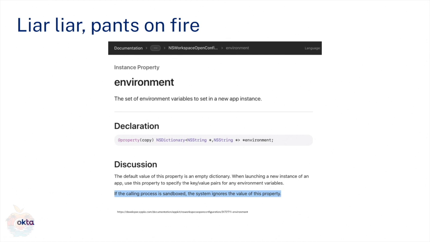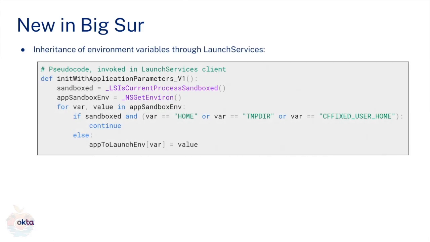Now, we're about 10 months since I first reported this issue, and the 4 subsequent reports, I keep calling the documentation out as, this is the expected behavior. The observed behavior is that the system does not ignore the value of this property, and it remains. One potential explanation is a new feature in Big Sur, and that's the inheritance of environment variables through LaunchServices. So here I have a little snippet of pseudocode of how this is implemented. Essentially, a LaunchServices client that wants to launch another app is going to collect the environment in the client and then try and set that in the launched application. Pretty straightforward, to mimic ordinary process execution behavior, but there's one thing here. It also does some sandbox checking.